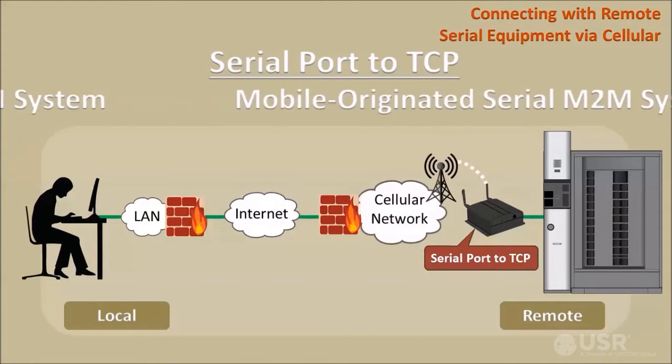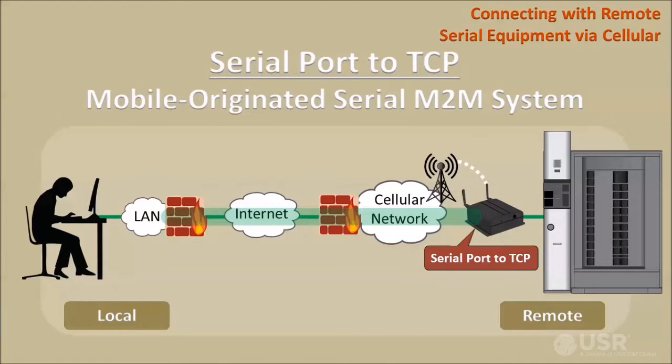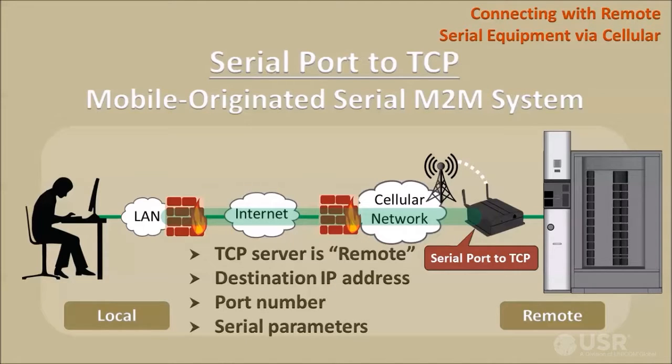To make a mobile-originated connection and pass serial data between the local host and the target equipment, enable the serial port to TCP feature and set the TCP server setting to remote. Enter the IP address of the host, enter the port number that the host requires, and configure the serial parameters to match the target equipment's.